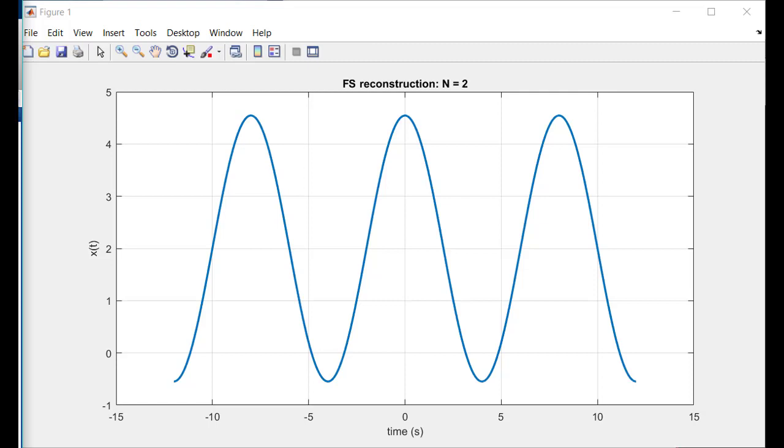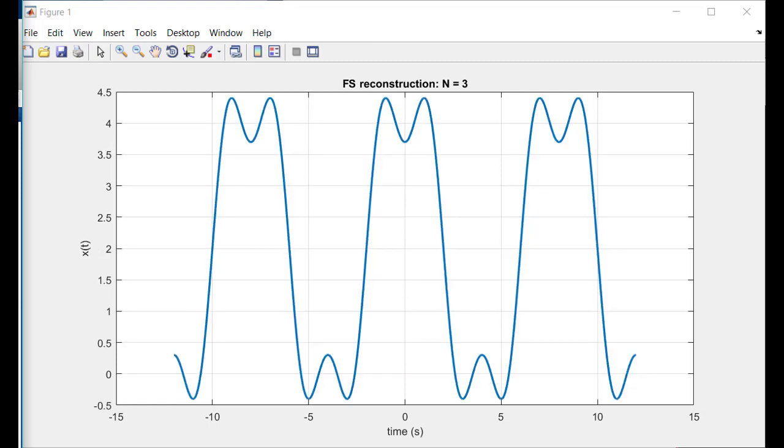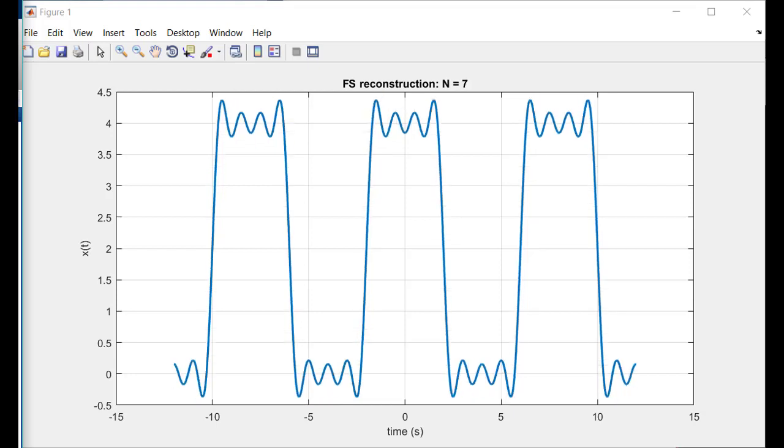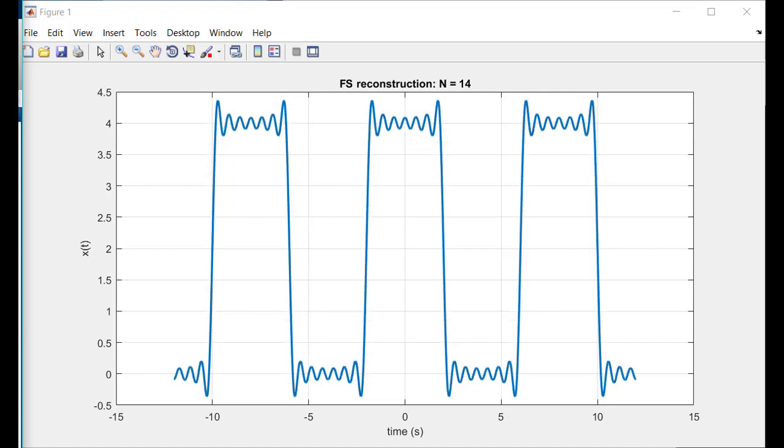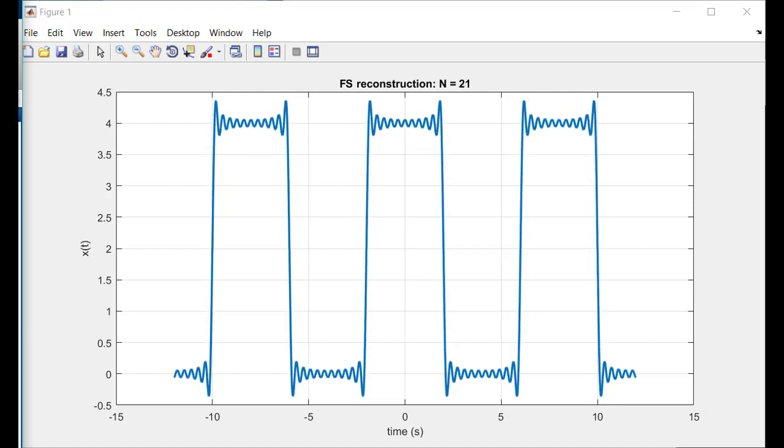Then we have our second harmonic, third, fourth, and now what you should start to be able to see is that it's starting to approximate that pulse train that we had in the problem statement. And as I continue to increase the harmonics, it's going to look more and more like that pulse train.